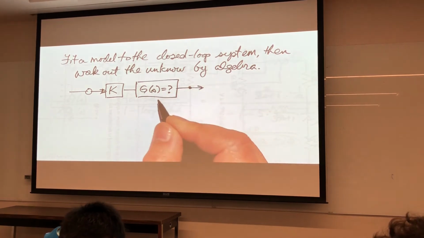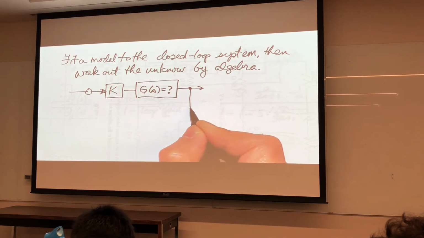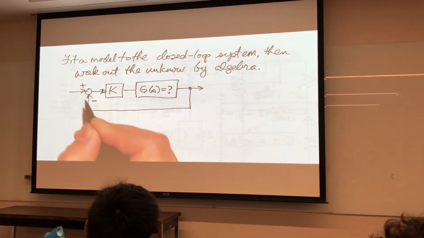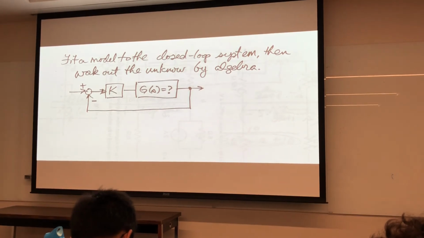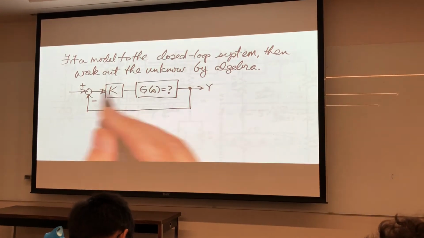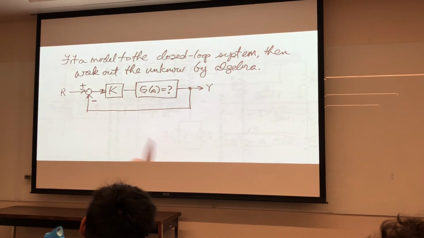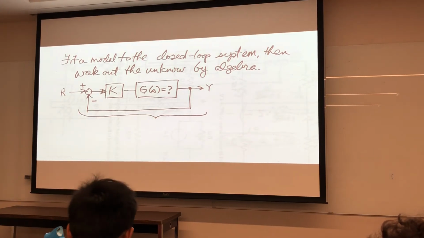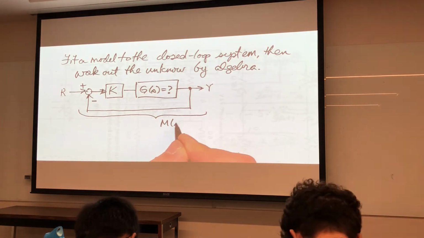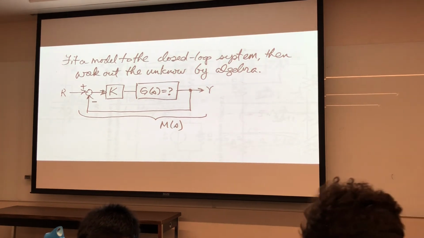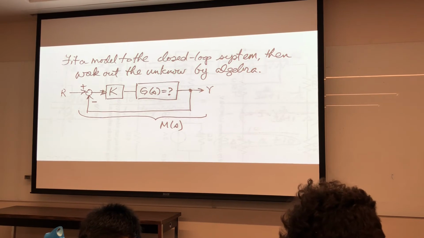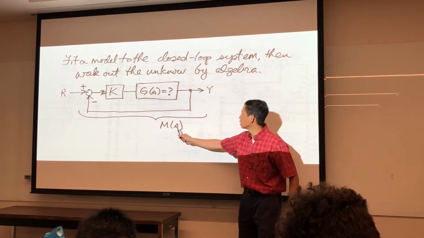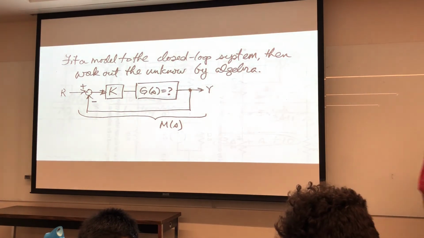I do know that it's unstable by itself, but I put it in a feedback system, and now the system is stable. And this is the output, and this is the desired input, the reference. And what I do is I fit a model to this closed loop system. I'm going to call that M of S. I have M of S in hand. I fit a model to this.